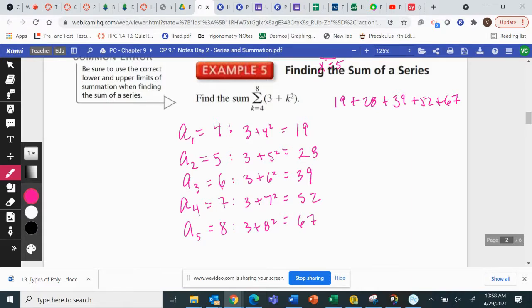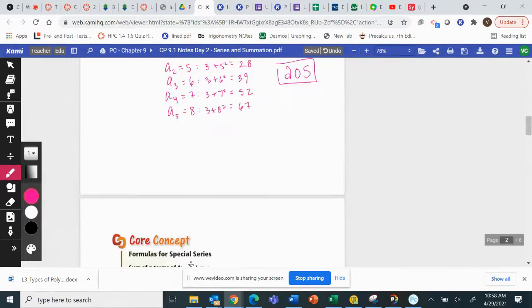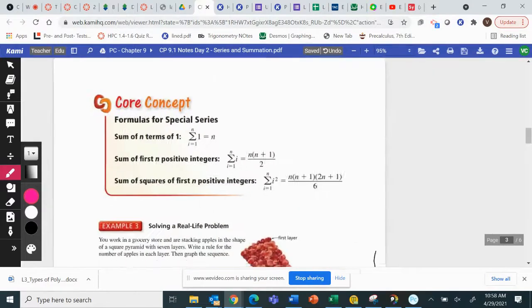Did anybody do it using their calculator? Anybody add these for me yet? Yeah, what'd you get? 205. Anybody want to confirm it is 205? That's what you got also? Okay, I'm going to believe you. I don't want to take the time to do it right now. So that's the sum of the series.